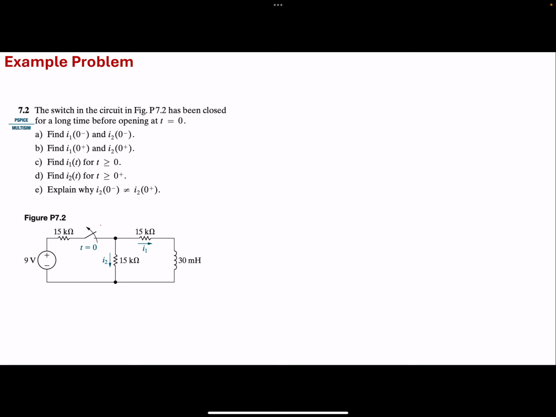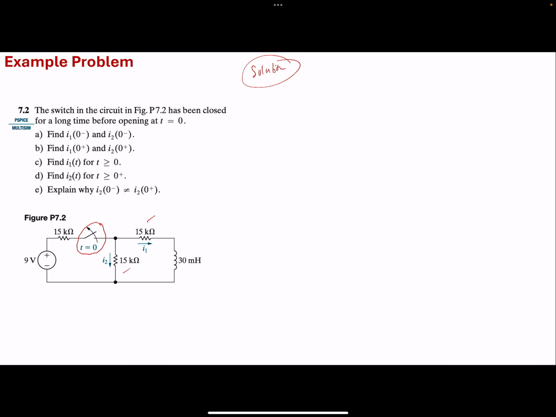At time t equals 0, the switch opens. So when the switch opens, the excitation source gets removed, right? The energy that is stored in the inductor will start to be released and dissipated in a 15 kilo ohm and a 15 kilo ohm resistor, both of them. So at time t equals 0, the switch is going to open, and we have to deal with the natural response of a circuit. So let's find all of these things, okay?